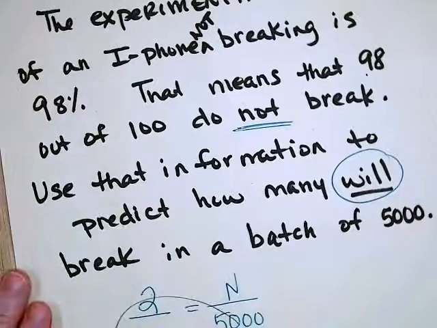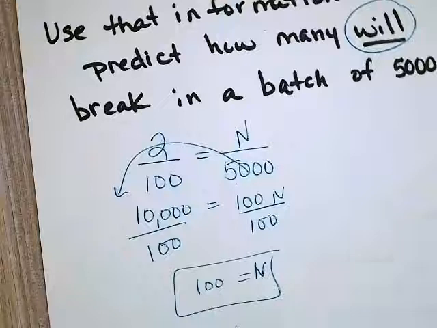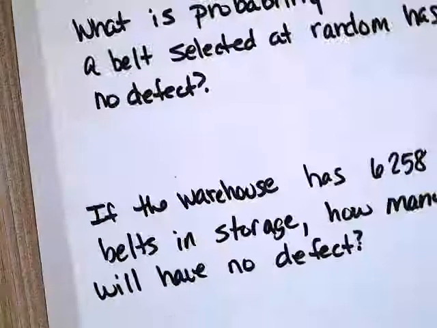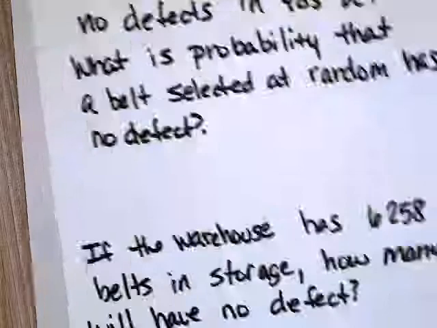That's going to be 10,000 divided by 100. And I get n is equal to 100. 100 will probably break. Okay, answer these last two on your handout, and I'll see you in class tomorrow.